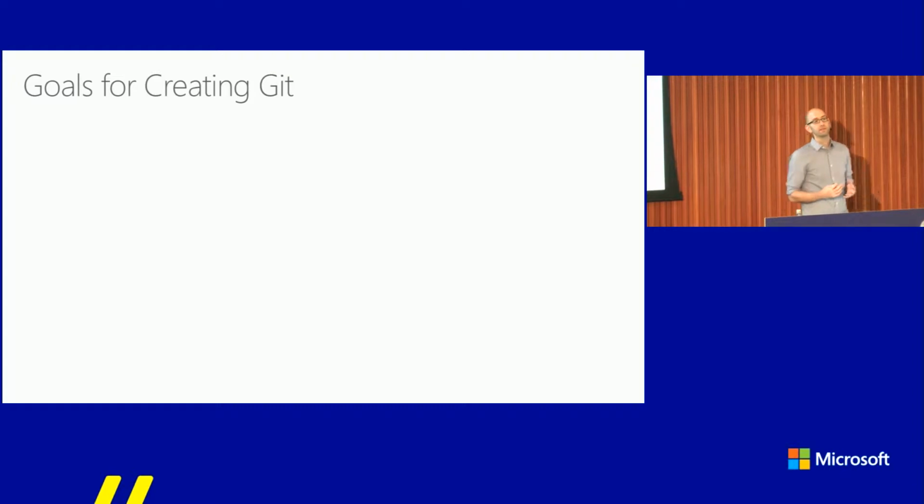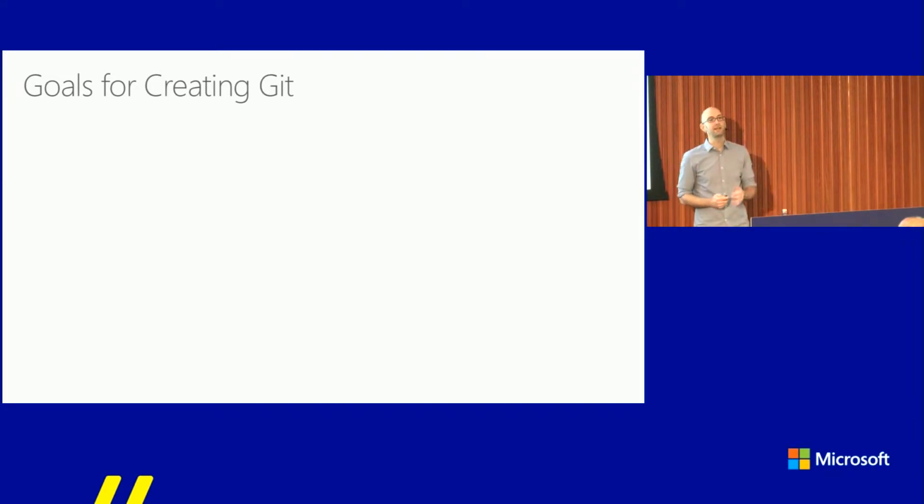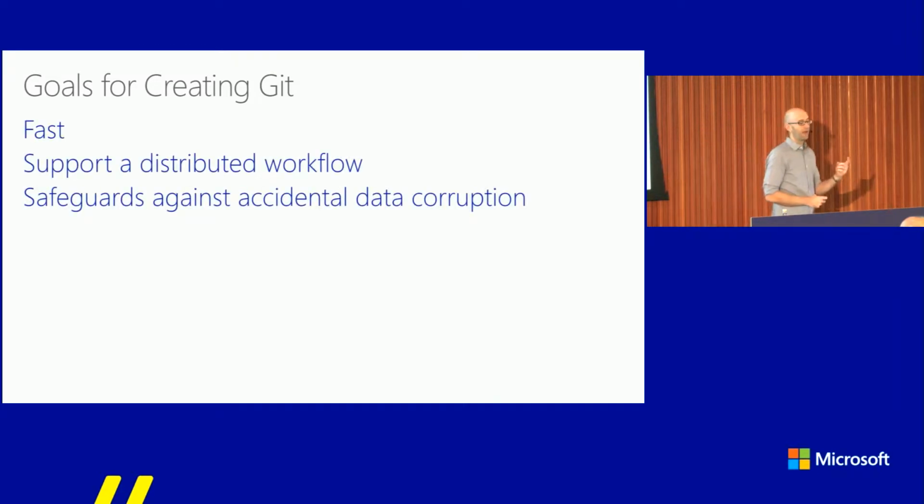He wanted to replace some of the existing systems that he was using. He used to use CVS. After that, he used a proprietary distributed version control system, but he wasn't happy with either of them. So when he decided he wanted to build Git, he had a list of goals. Git had to be fast, had to support a distributed workflow because the Linux kernel developers are spread out across the world, and it had to have safeguards against accidental data corruption.